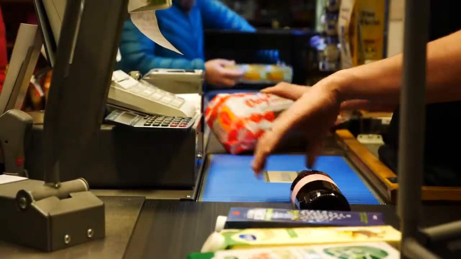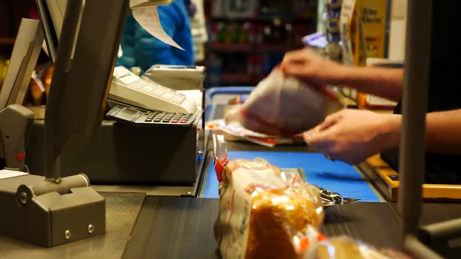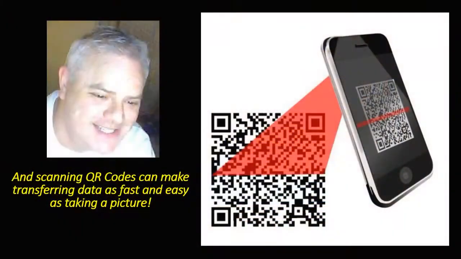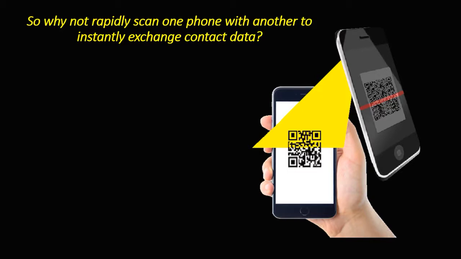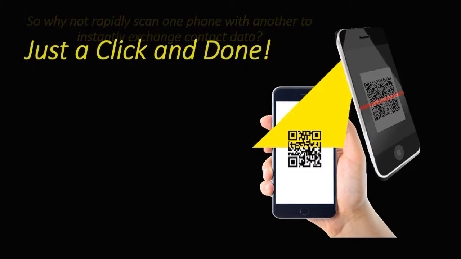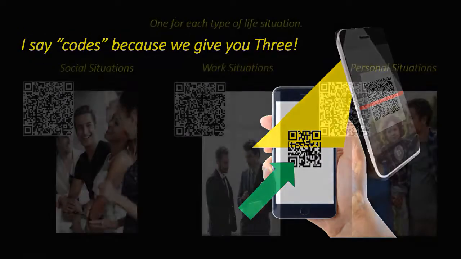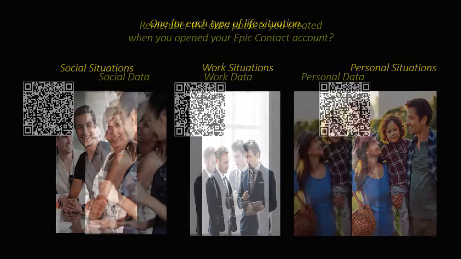Most of us have seen how quickly scanning barcodes can transfer information, like when we're checking out groceries at the supermarket. Scanning codes are super fast and easy, and scanning QR codes can make transferring data as fast and easy as taking a picture. So why not rapidly scan one phone with another to instantly exchange contact data? Just a click and done. You see, the free Epic Contact app gives all of its users their very own free QR codes to display. I say codes because we give you 3, one for each type of life situation. Social situations, work situations, and personal situations.